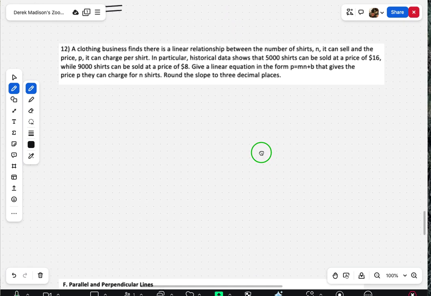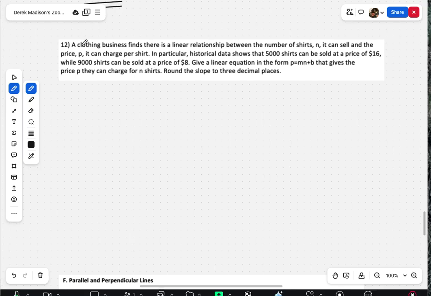This next question is the same thing, except it's given in sentences instead of just "here are the 2 points." A clothing business finds there's a linear relationship between the number of shirts it can sell and the price it can charge. In particular, historical data shows that 5,000 shirts can be sold for $16 and 9,000 shirts can be sold at $8. Give a linear equation in the form P equals m n plus b. So notice right there, P equals m n plus b.